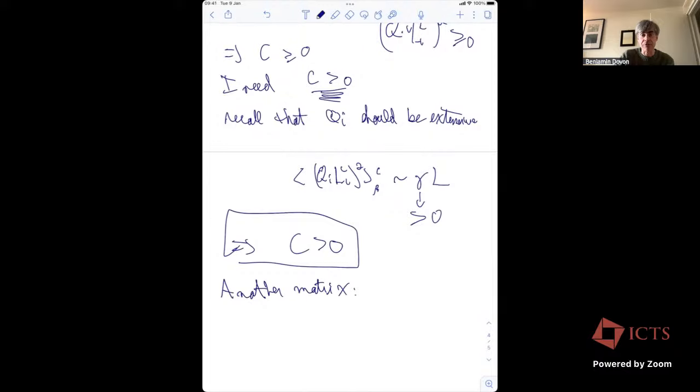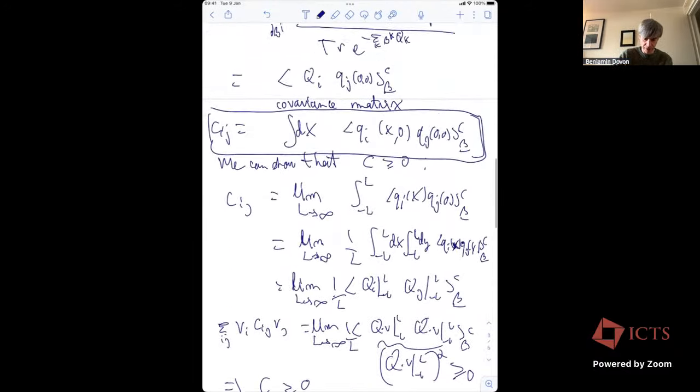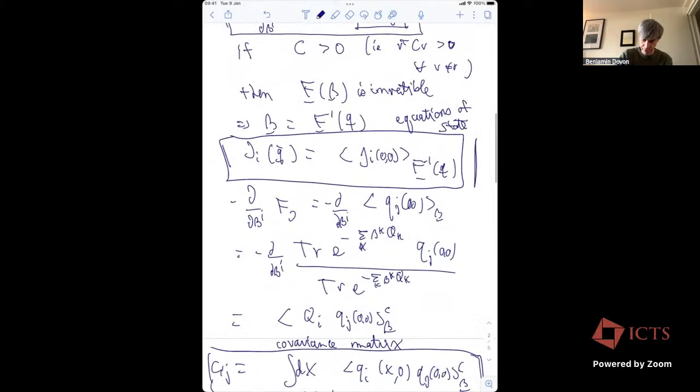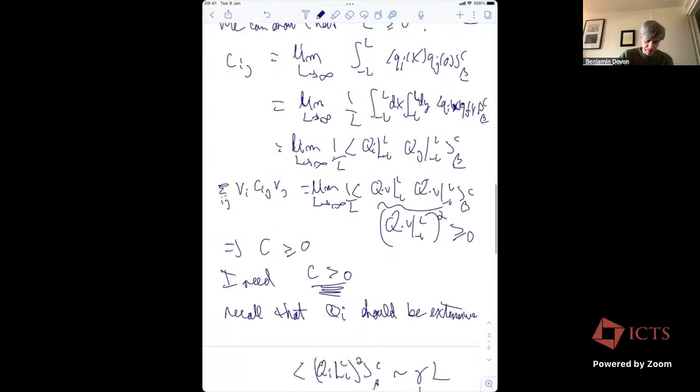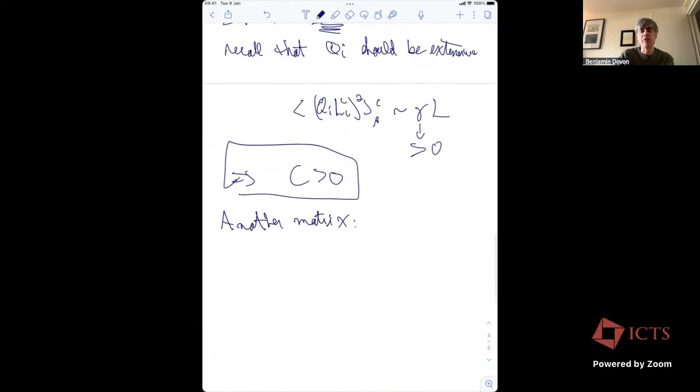Now that we have the equations of state, which are the currents as functions of densities, we can look at how these equations of state vary. So I can do the following: take the derivative with respect to q bar j of the equation of state j_i, which depends on all these q bar.